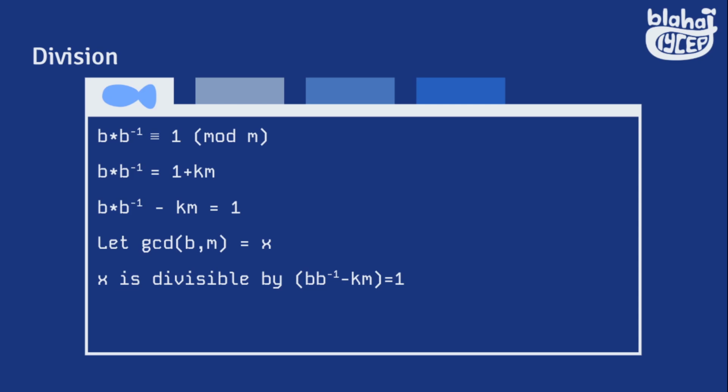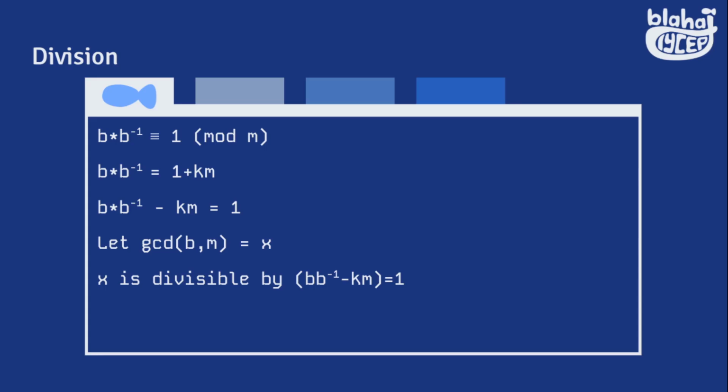So let's say we have b, right? So b is equal to x times b over x. Make sense? Because we're just bringing out the x. And b over x is also an integer. So after that, we add on b to the power of negative 1 minus k times x times m over x. And we factor out x times whatever, it's not important. And so this whole expression has x as a factor.